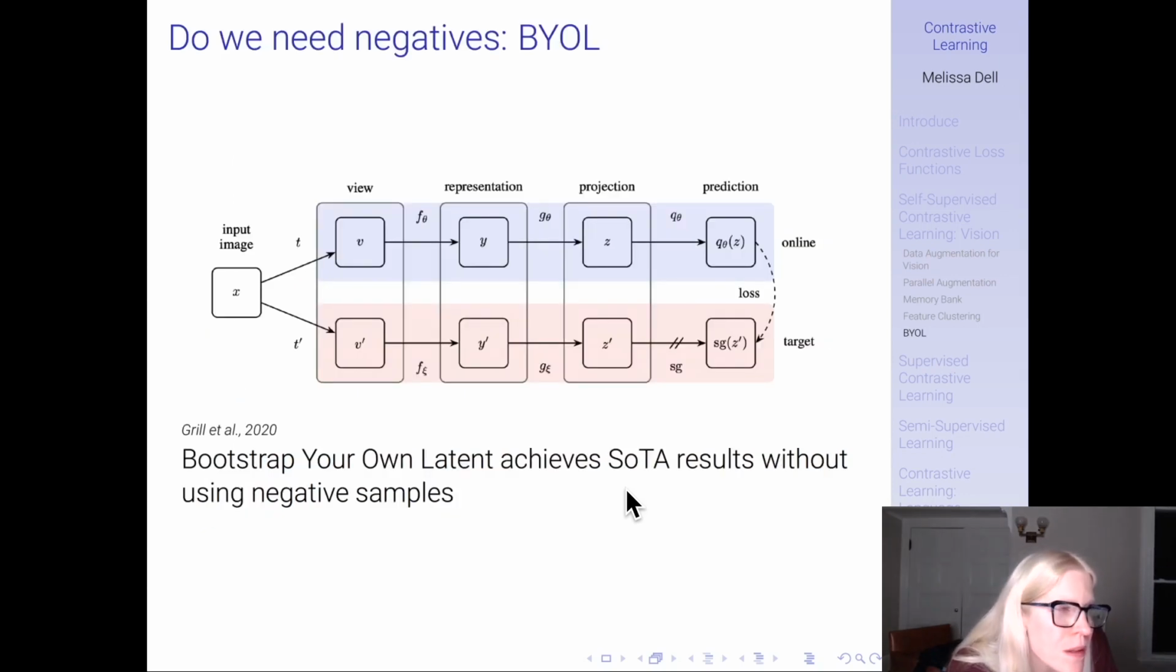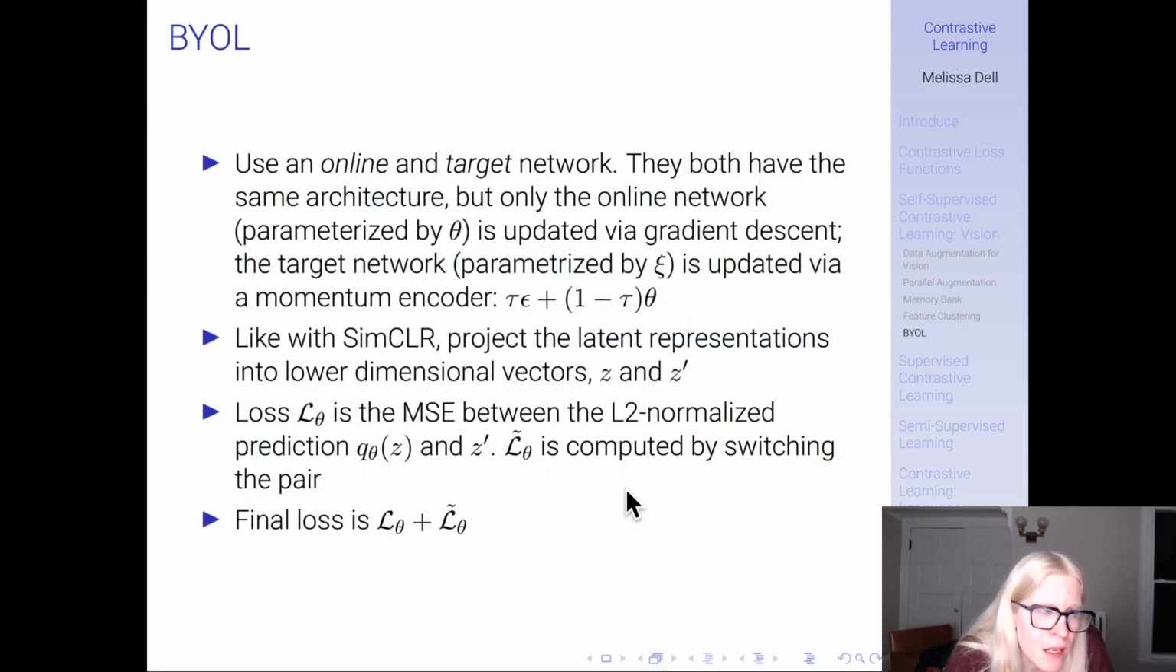So here they put t through the online encoder and t prime through the target encoder, and they compute the loss, and then they flip it and put t prime through the online encoder and t through the target encoder, and again compute the loss, where the target encoder is a momentum encoder that's updated as a slow moving average of the online encoder.